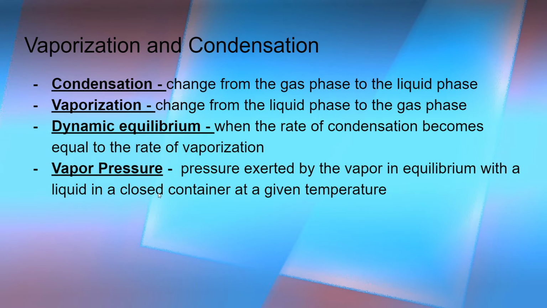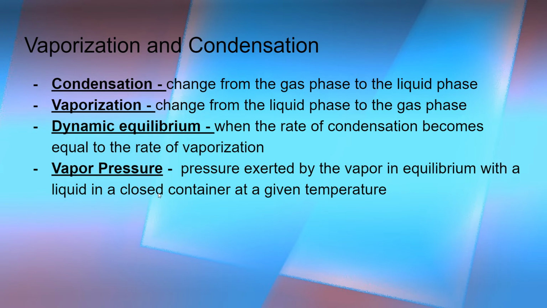So first, we're going to talk about vaporization and condensation. These are some words that you probably have heard of before. Condensation is what we call a change from the gas phase to the liquid phase. So we go from gas to liquid. We call that condensation. So when anything goes from gas to liquid, that's called condensing or condensation. Vaporization is the change from the liquid to the gas phase. So it's going to be anything that goes from its liquid phase into its gas phase.